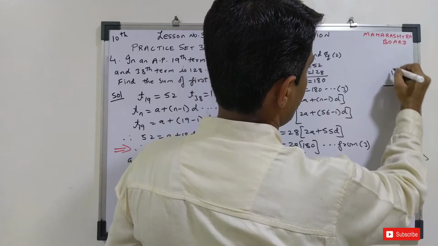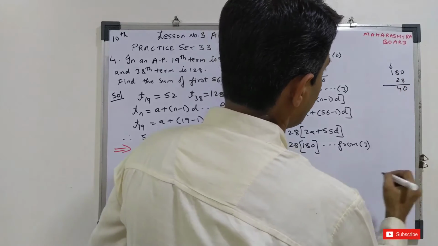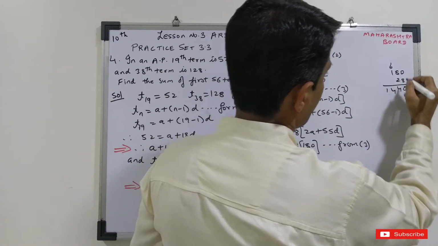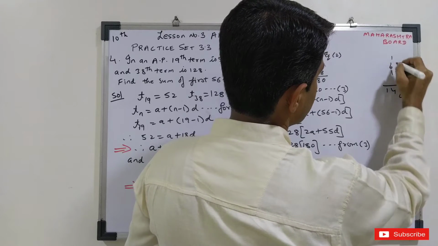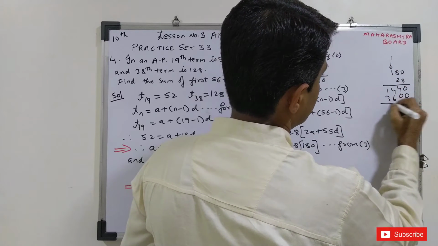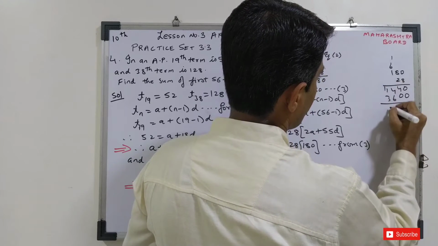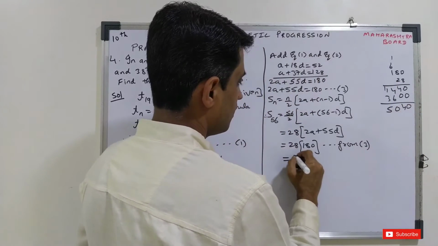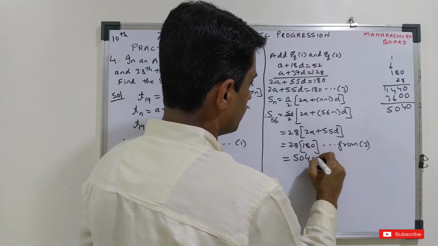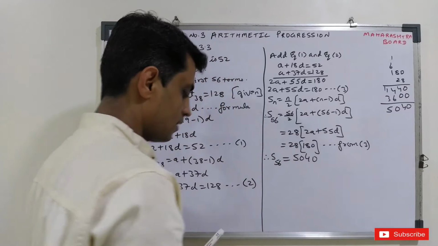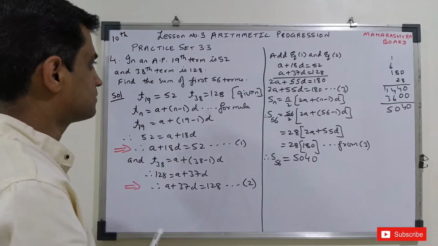8 zeros are 0, 8 8s are 64. 8 1s are 8, plus 6 is 14. 2 zeros are 0, 8 2s are 16. So you got 5040. So what is the answer? 5040. That is S56. Let us note down the final answer.